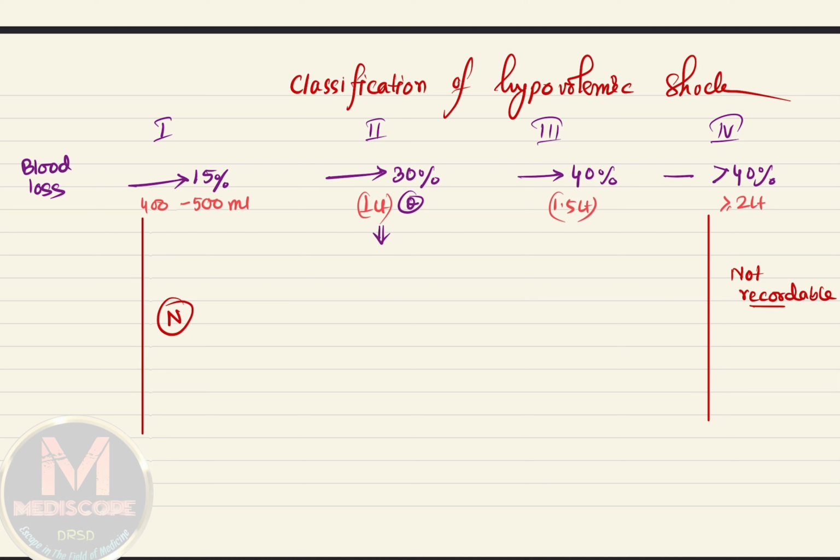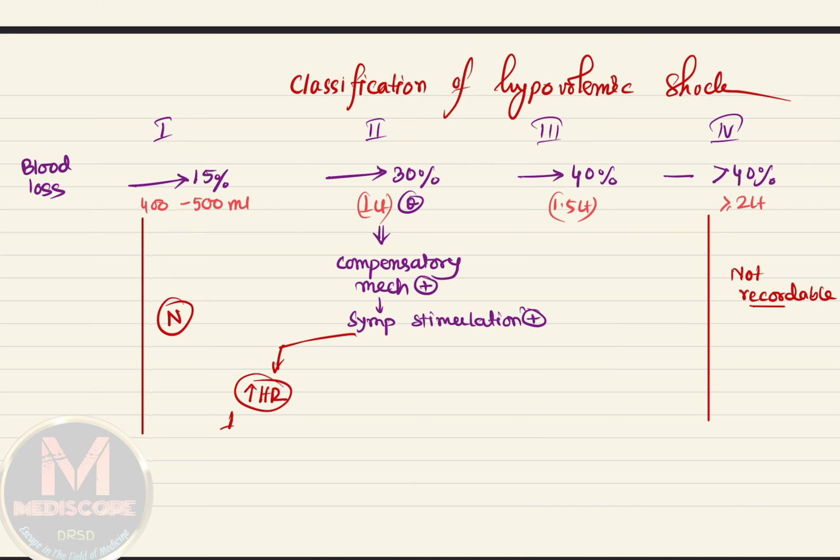In class 2 there are compensatory mechanisms which are activated because the body actually has the time to act on that. So the sympathetic system will be activated as a compensation. Once the sympathetic stimulation is there, norepinephrine and epinephrine will be released.